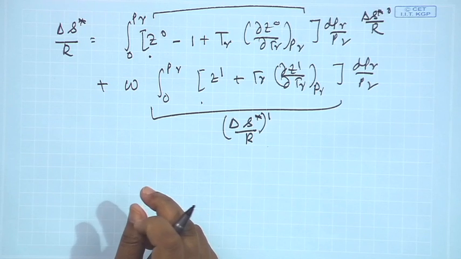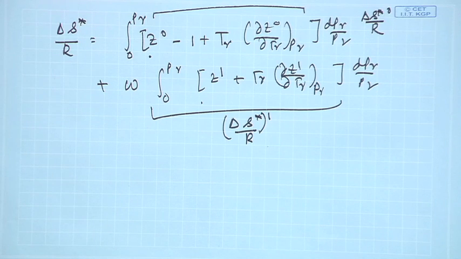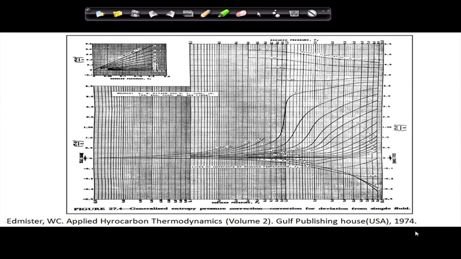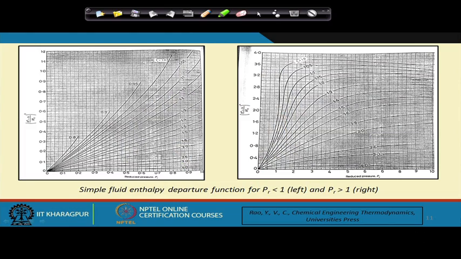Now several charts have been proposed, as I have already discussed. There are charts by Edmister, and one can refer to those charts by going to the book of Edmister. We find that there are enthalpy departure functions and entropy departure functions for the 2 parameter as well as the 3 parameter law of corresponding states. Usually we prefer the 3 parameter, because the 2 parameter model was anyhow not very accurate for predicting compressibility factors. So naturally it fails much more for enthalpy and entropy departure functions as well, right. So these are the 2 types of charts which are available.